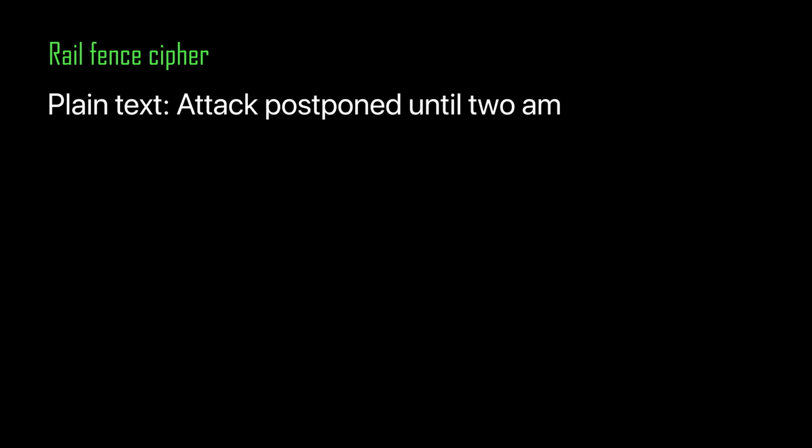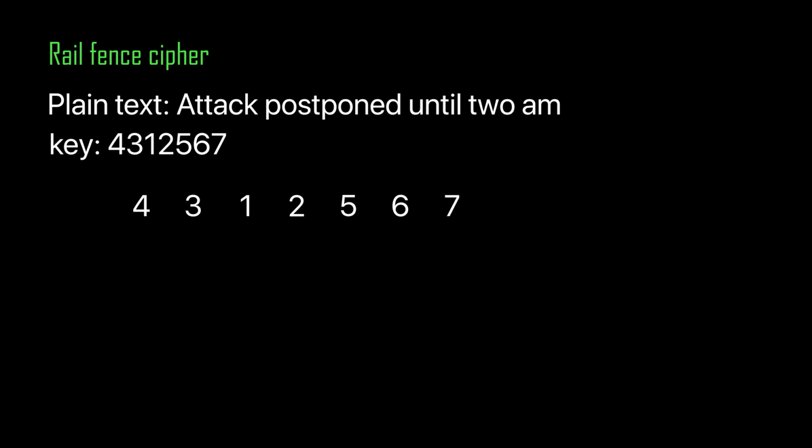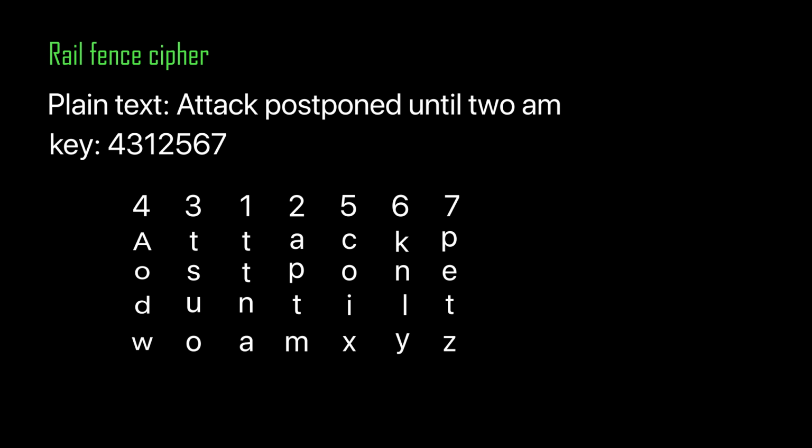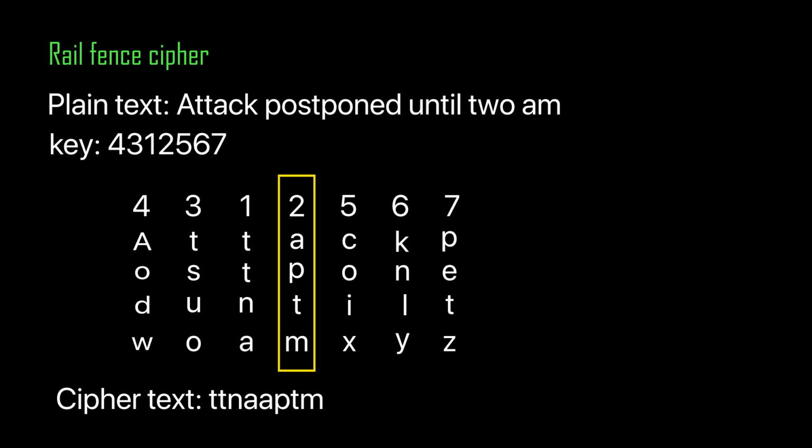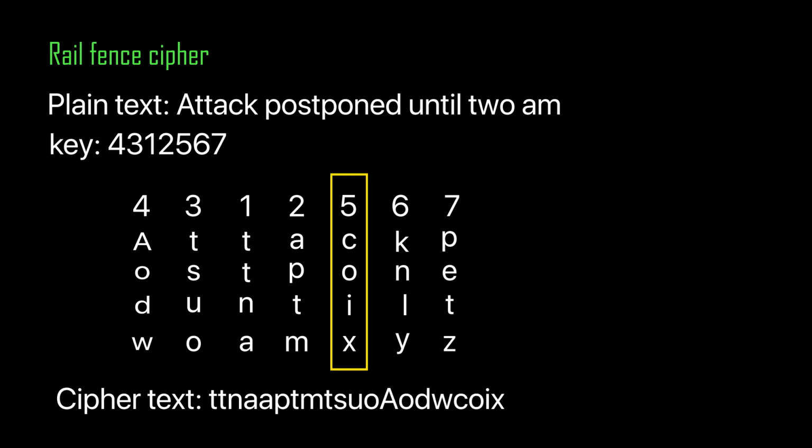A single run of transposition using the plaintext "attack postponed until 2 a.m." and key 4312567 would have the following rectangle. The XYZ in the end was placed to fill the gaps. The first column is labeled 1 and it contains the text TTNA, and the second contains APTM. Following the numbers in the key in this fashion produces the ciphertext as shown.